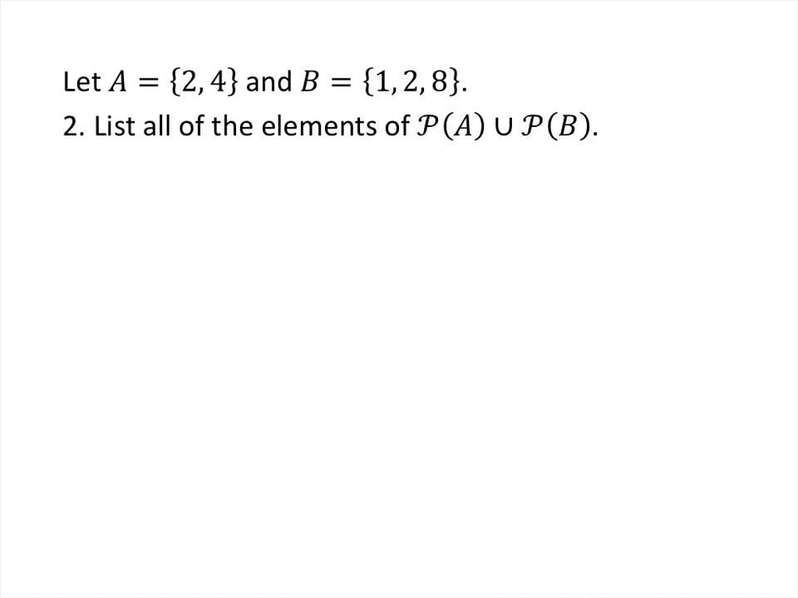Now this problem looks pretty similar, but it's actually significantly different, because what this is saying is we want the power set of A and the power set of B, and then we want to take the union of those two sets. So we've got 2 separate power sets to take here.